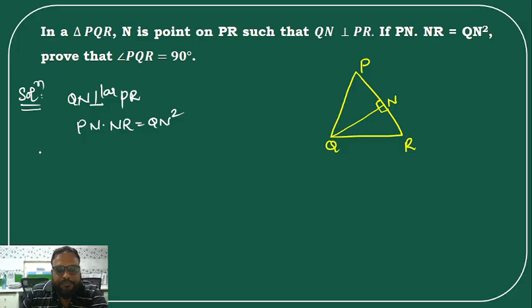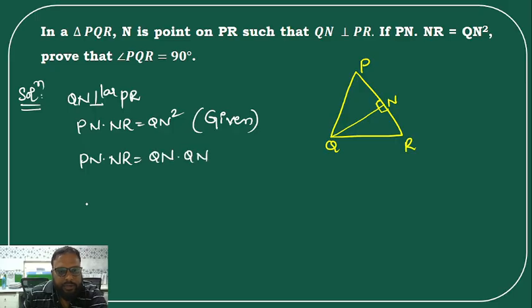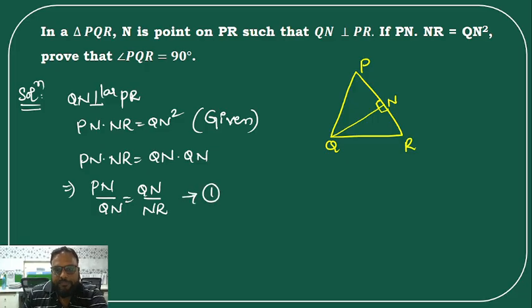Now the main part is here, from the given condition only we will take this. From here itself, I will write PN into NR is equal to QN square, as QN into QN. Now, one QN I will take to the LHS and one NR I will bring to the RHS. So I will get PN by QN is equal to QN by NR. Let us name this as equation 1.